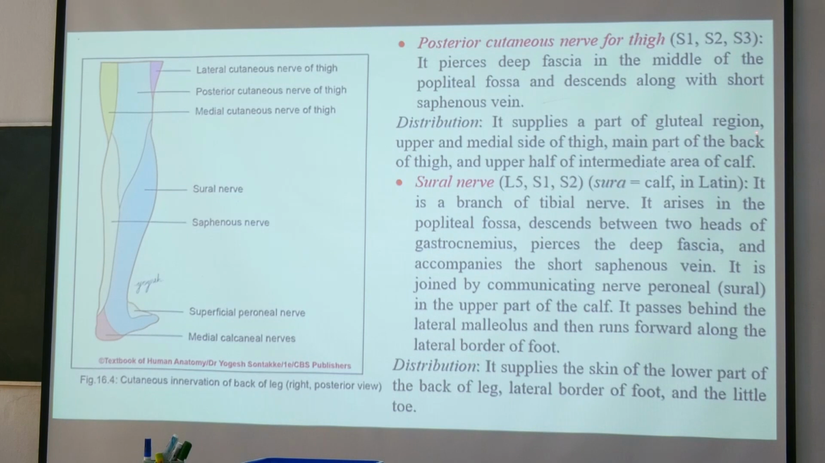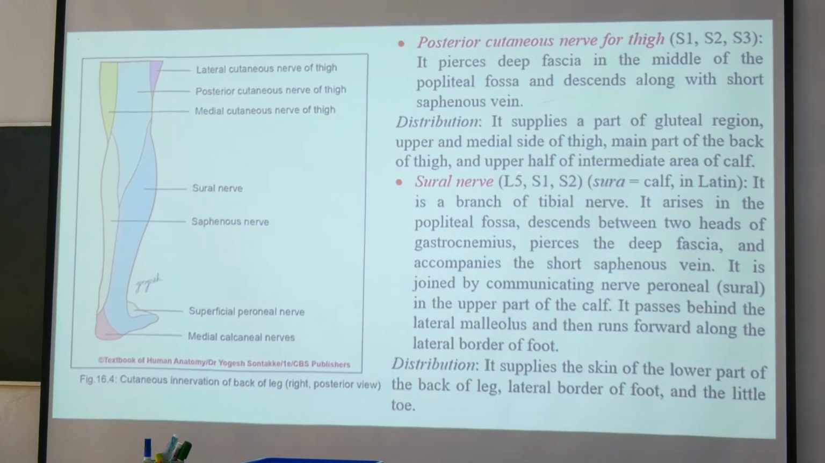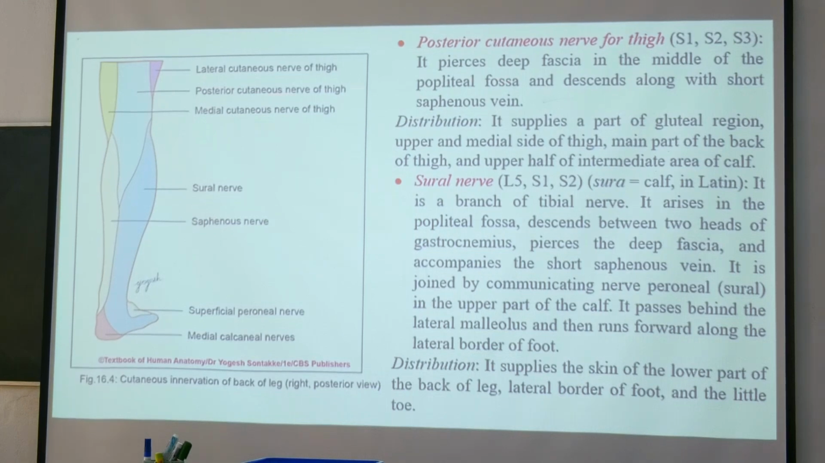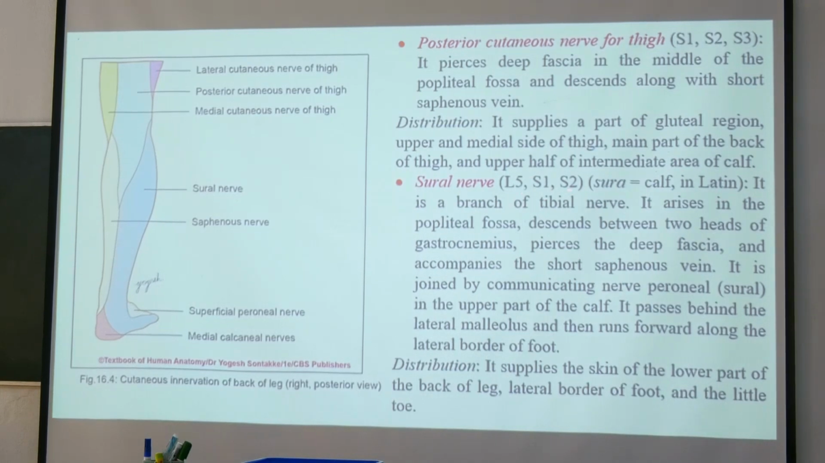Distribution: supplies a part of the gluteal region, the upper and medial side of the thigh, and the main part of the back of the thigh, and the upper half of the intermediate area of the calf is supplied by the posterior cutaneous nerve of thigh. Sural nerve, sura means calf in Latin. Root value L5, S1, S2.